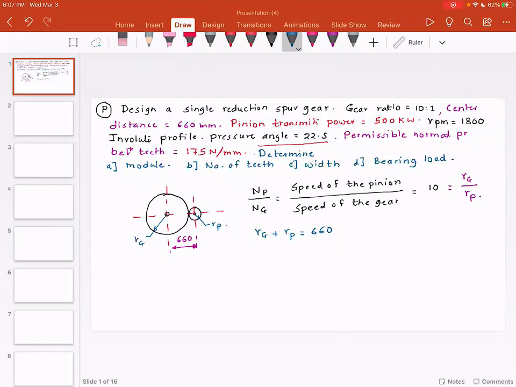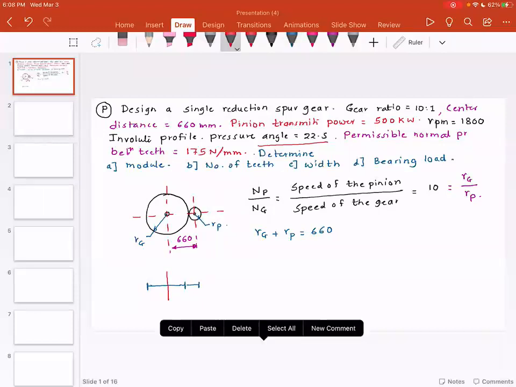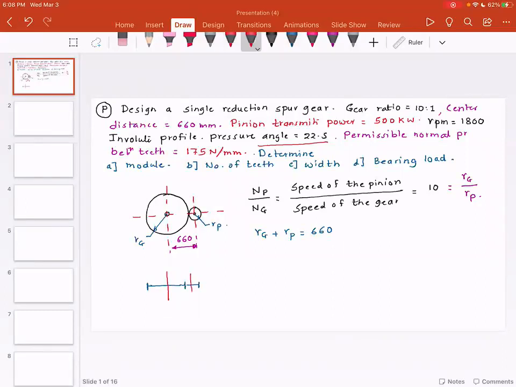Now, first and foremost, we have to find out the module. Whenever we start designing a gear and pinion pair, I can show this schematically, something like this. So this is the gear, this is the pinion, and you have this shaft here, and you have the pinion shaft over here. And these shafts are supported by the bearings. So this is how a gear transmission is shown schematically. Now, we know RG plus RP is equal to 660.